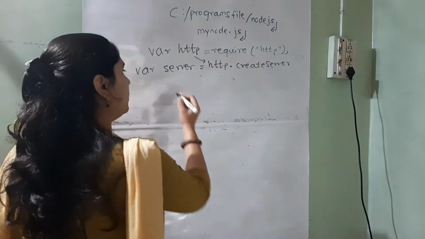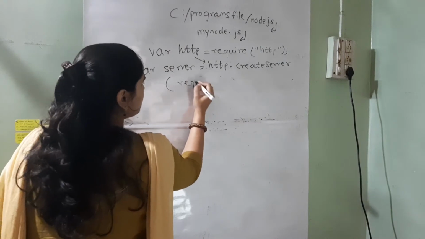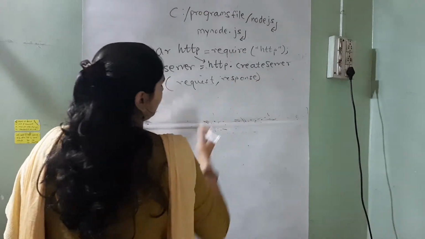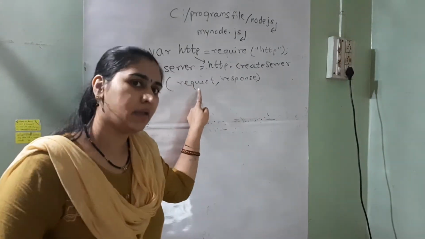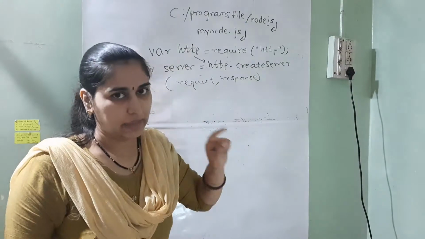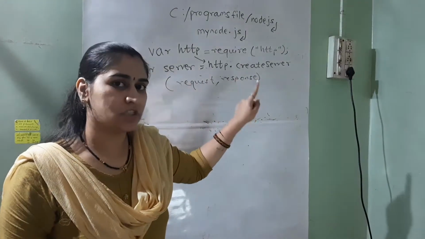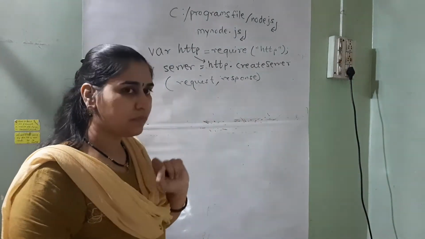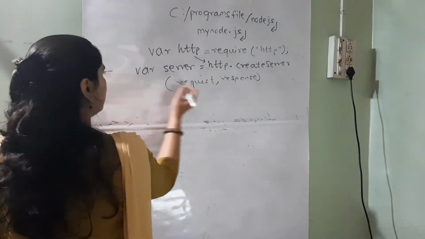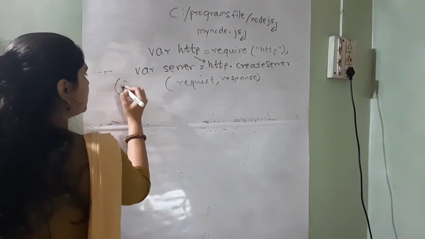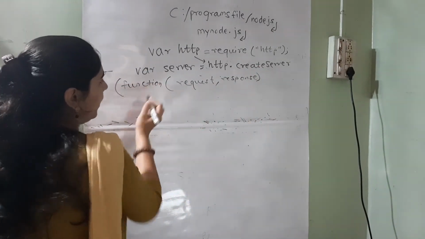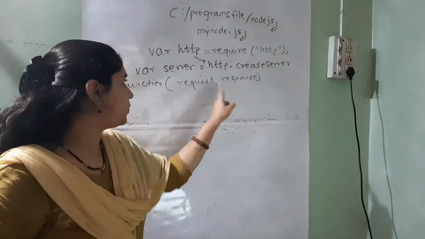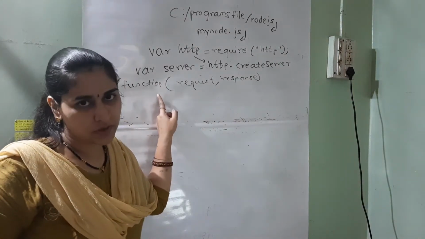Now this takes two arguments, request and response. The request is given by the web browser to the web server, and the response is generated by the server and given back to the web browser. I can simply write the same statement using create server in this function, with request and response as the parameters we pass to this anonymous function.